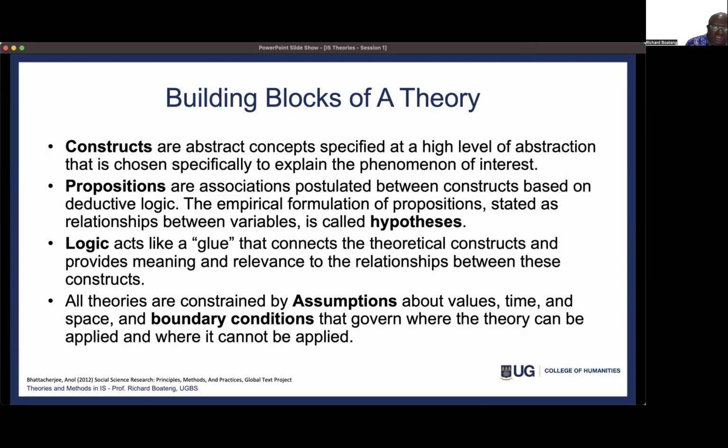So the logic is the glue that connects the theoretical constructs and provides meaning and relevance to the relationships between these constructs. So we emphasize and call those the glue that puts it together. However, for every type of theory, there are some assumptions about value, time, and boundary conditions that govern the theory. So that means that the theories were developed, but you are not in a perfect ideal world. So you also have to take into cognizance how the theories were formulated and what the conditions of the context were within which it was formulated. So we'll talk about these one after the other.